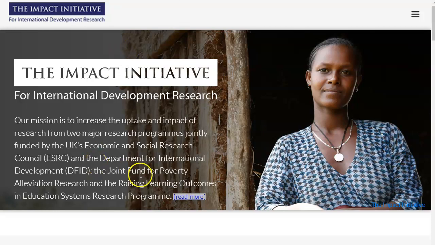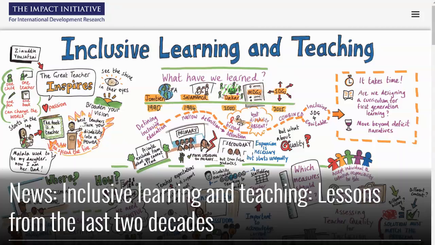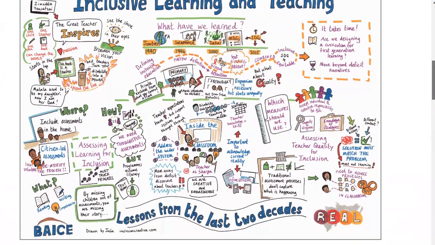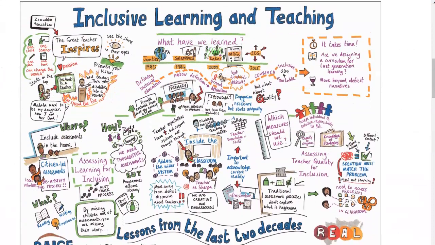initiative in the UK. The UK's Economic and Social Research Council and the Department for International Development, the Joint Fund for Poverty Alleviation Research, and the Raising Learning Outcomes in Education System Research Program. So all the folks associated with those programs got together and they had this teaching and learning conference, and this panel is what they used to digest their conversations. So this is just something for you to gaze upon other than my face while I'm talking.